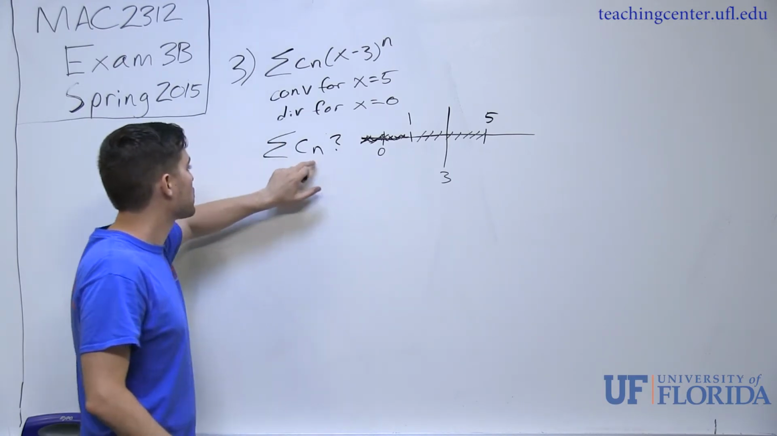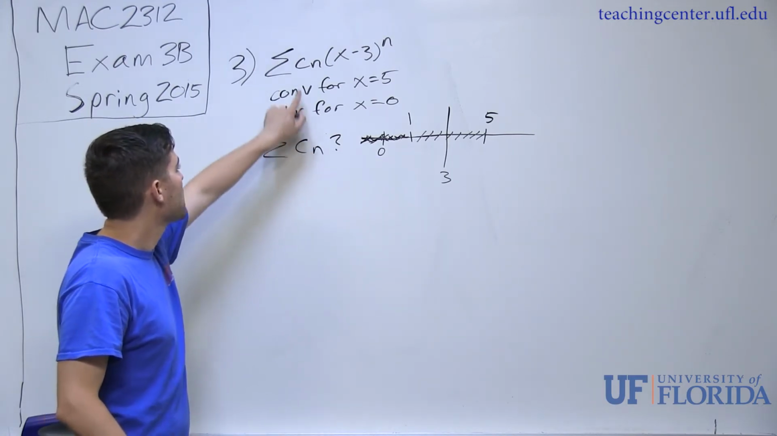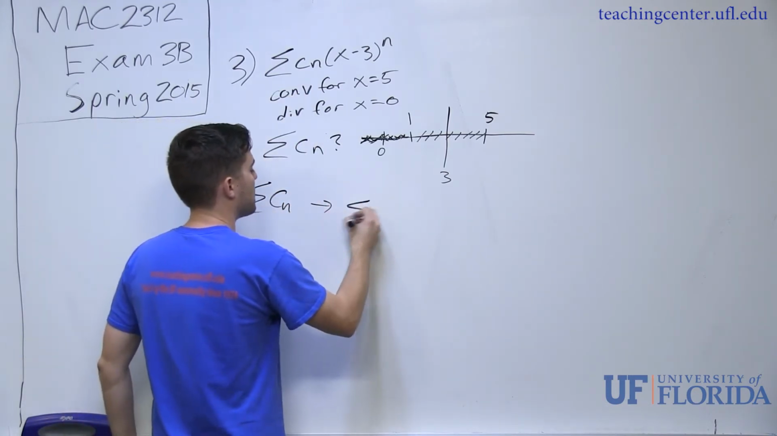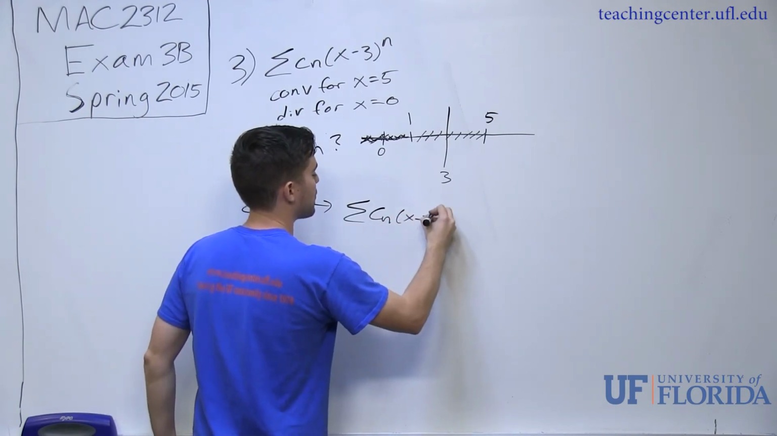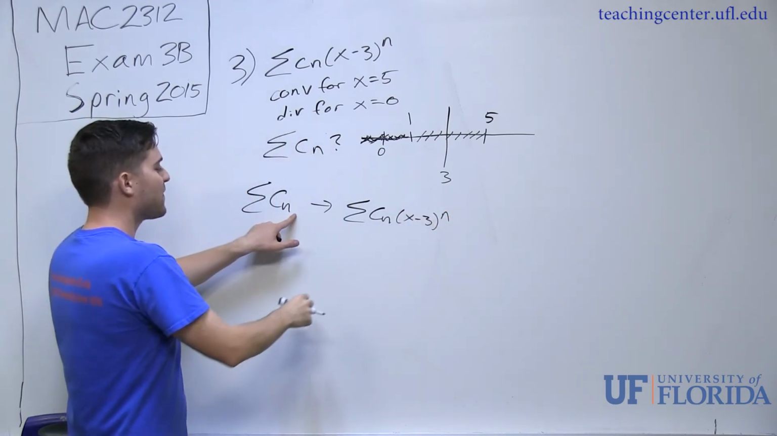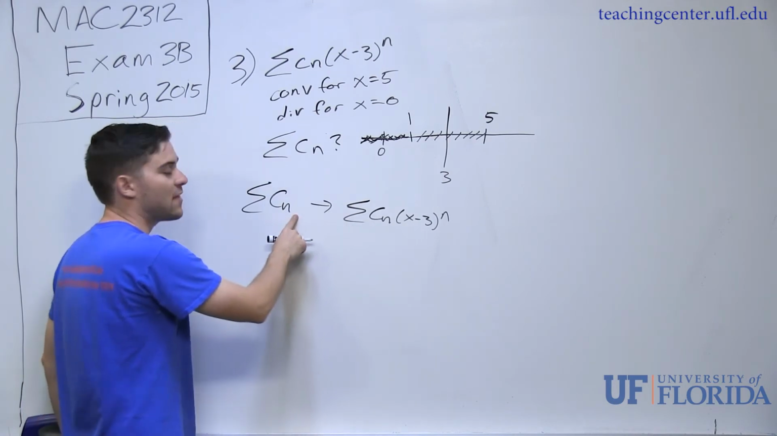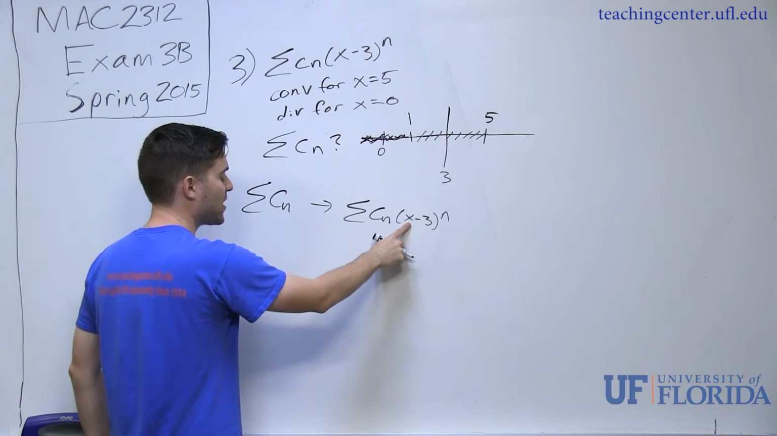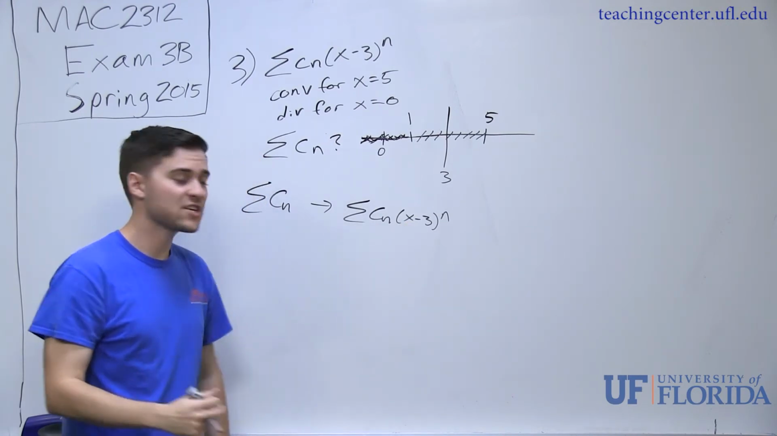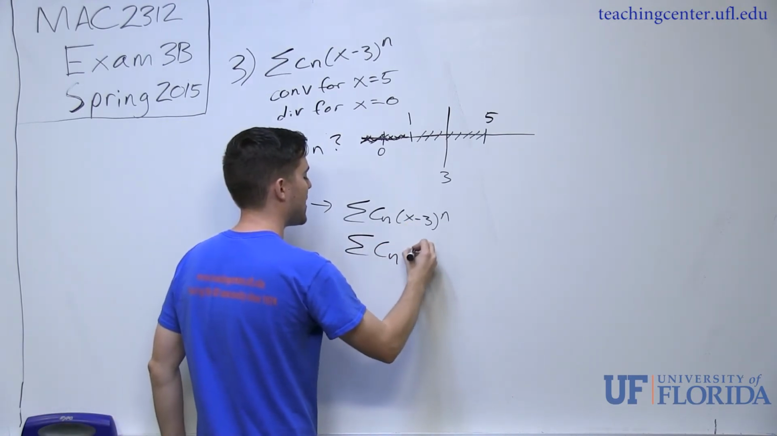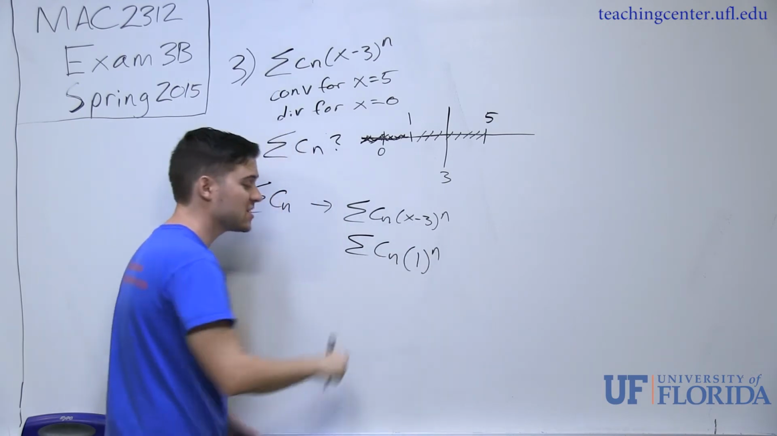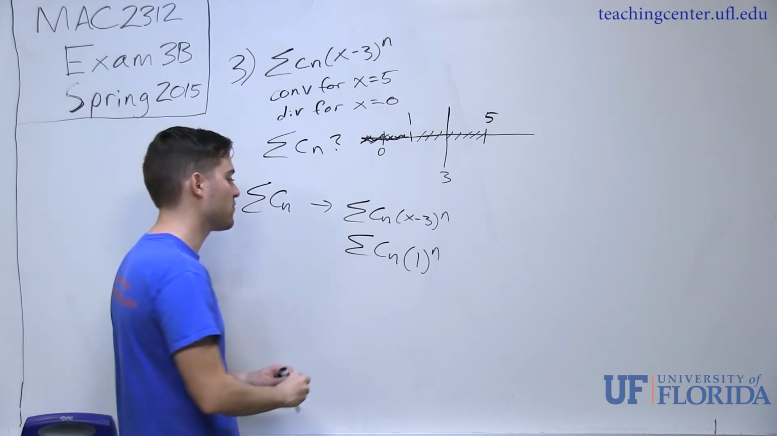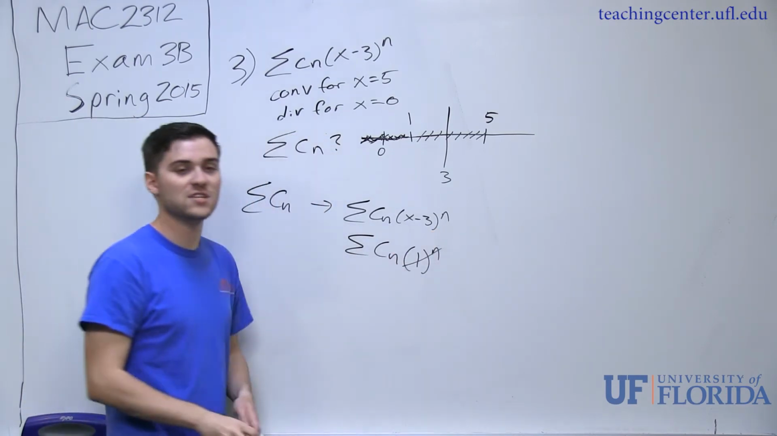But in this case, we're trying to find it for the summation of c sub n. So if I compare these two series, the summation of c sub n times (x minus 3) to the n, I need to figure out what x value I can plug in that will give me this series. By looking at this term, I would want to plug in x equals 4. If I plug in x equals 4, I get c sub n times 1 to the n. I know 1 to the n is just 1 for all n values, so that just gives me c sub n by itself.